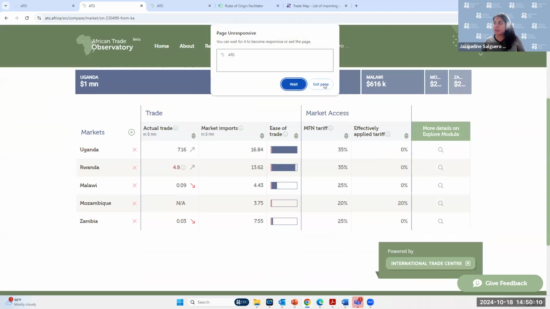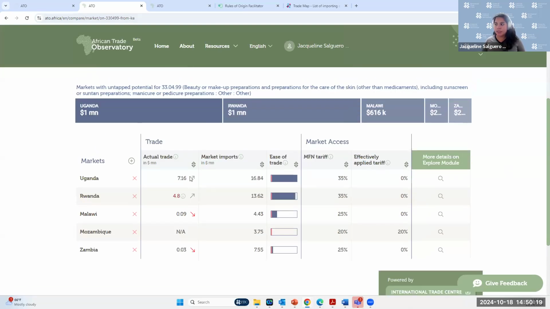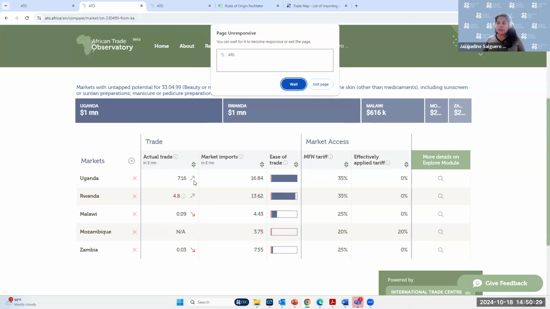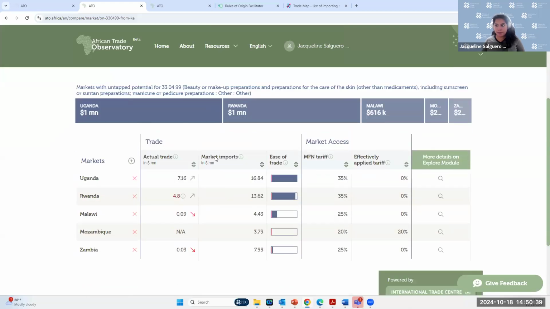What else can we see? Based on that, the idea will be to select a market that I think will be interesting. Something perhaps that I forgot to mention is the arrows that you see here. Next to actual trade, you will see some arrows, green, red, and even the color of some countries will change. The green means that this country in the last 5 years has been importing more of this particular product, in this case body lotions from Kenya.